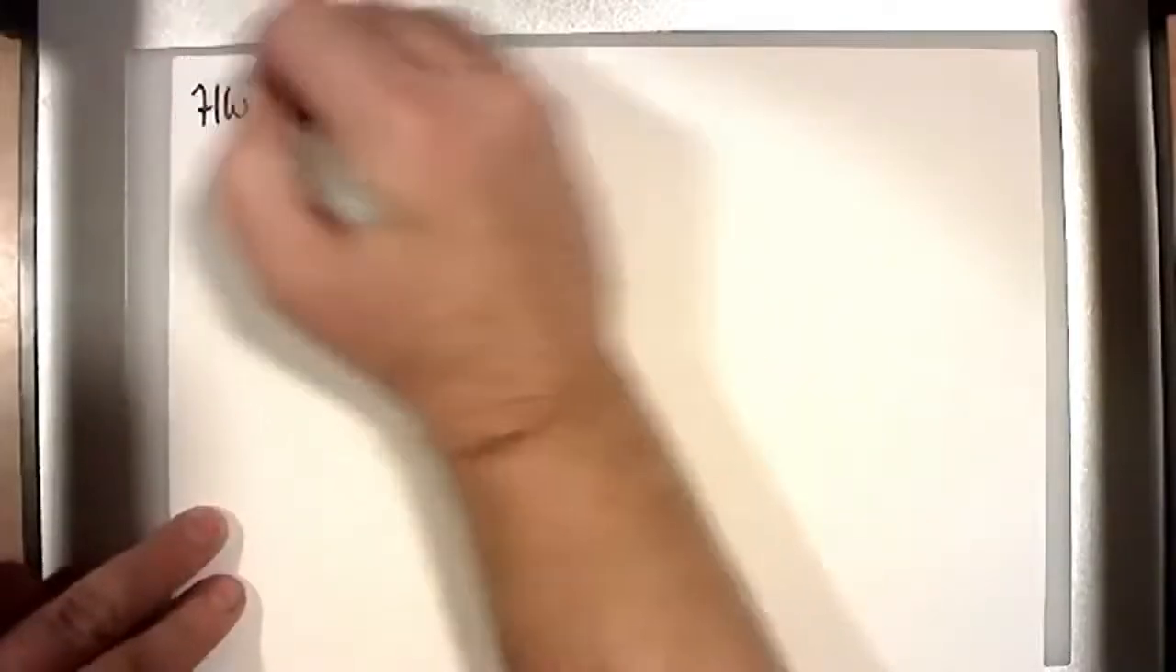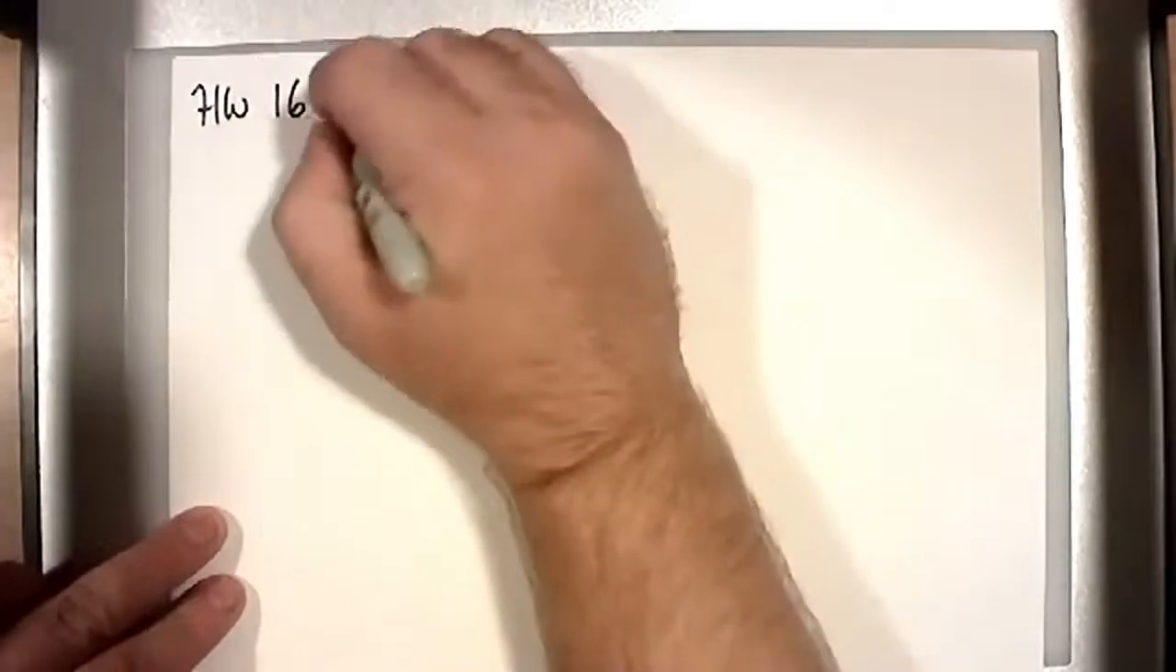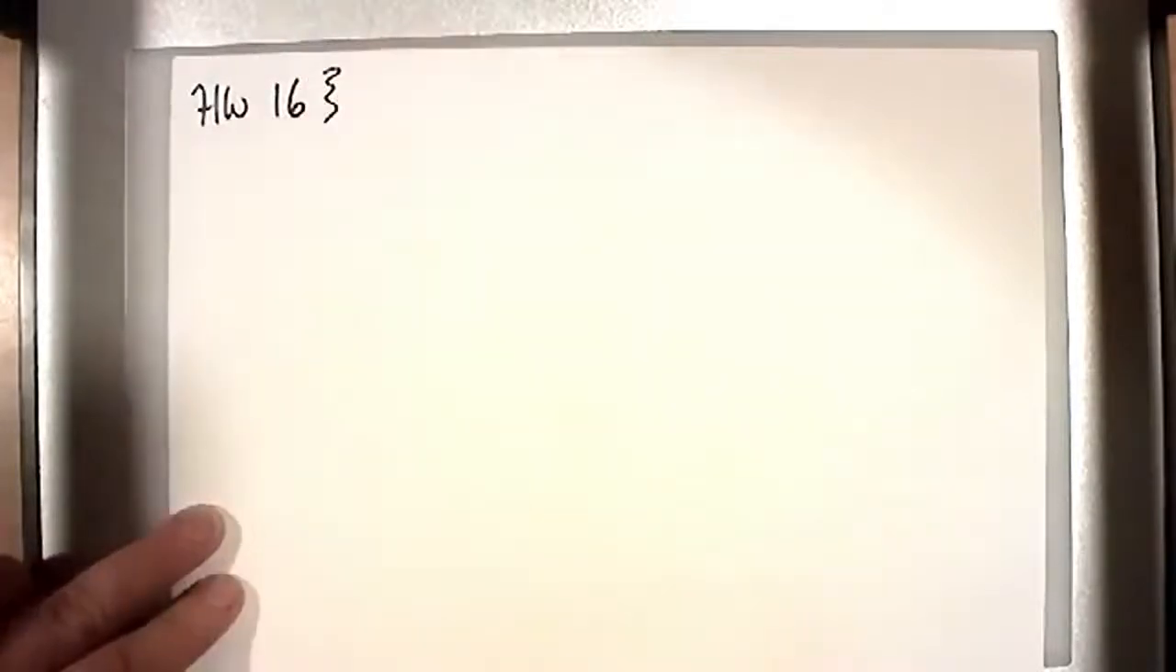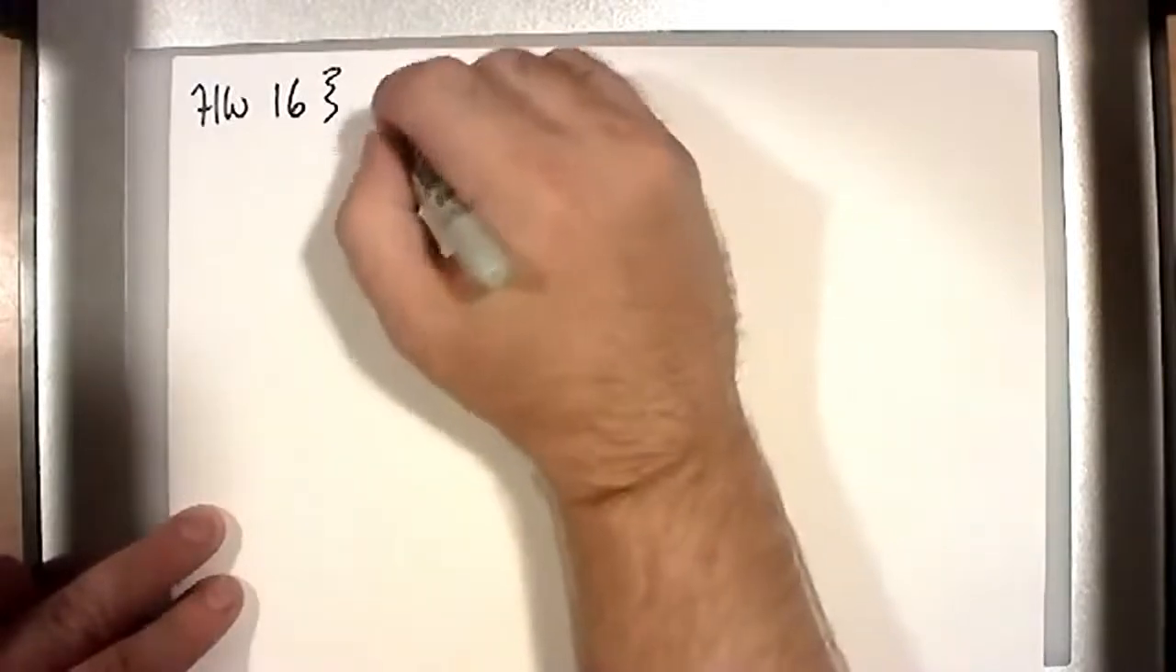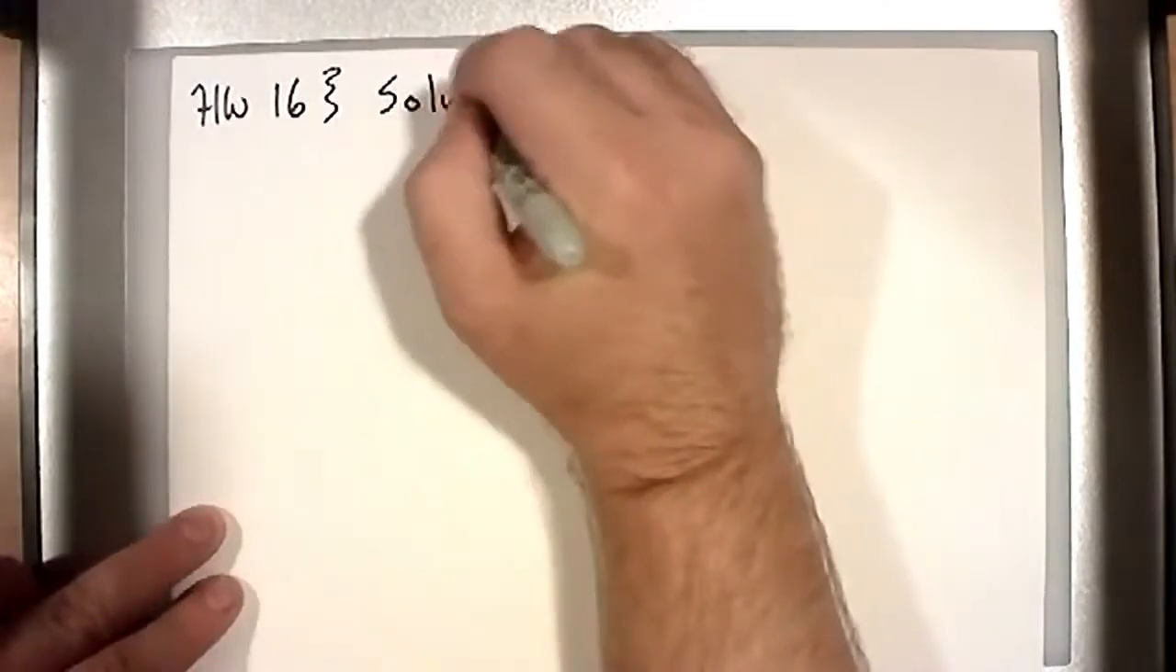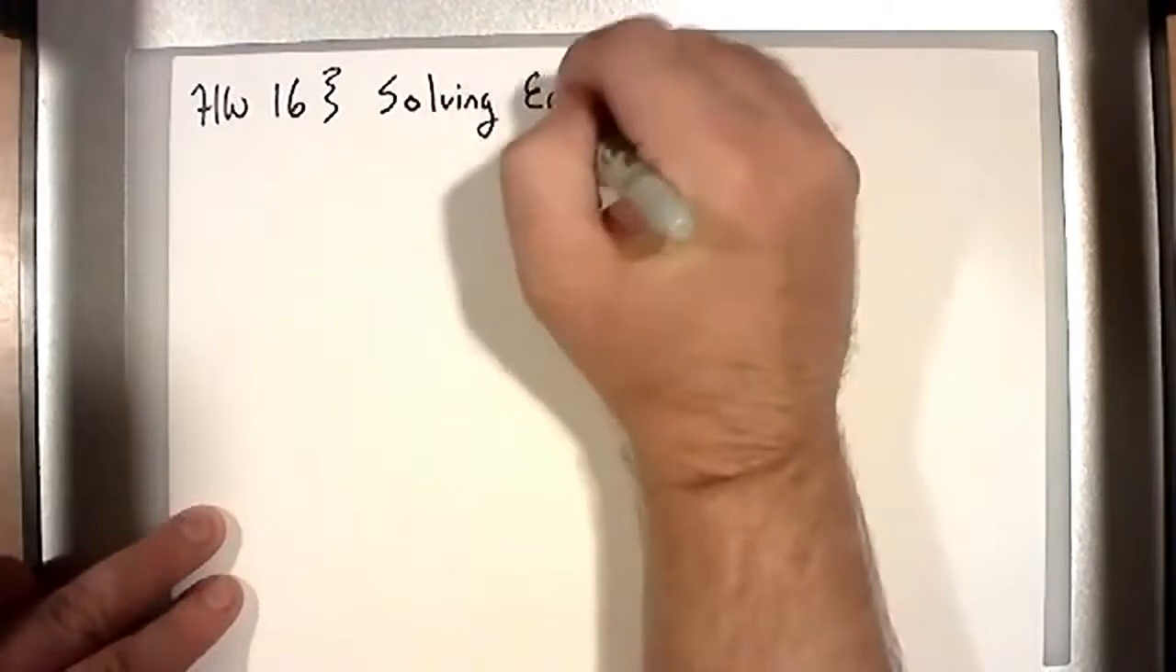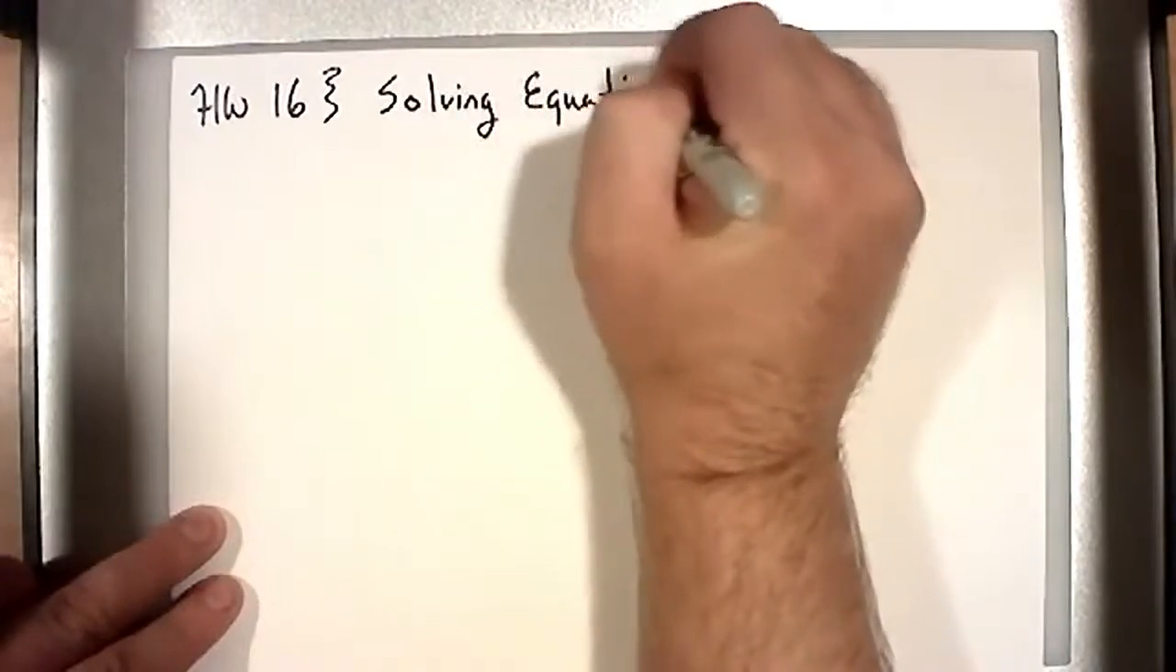All right, guys, this is going to be the lecture for homework 16. Remember I said after 15 we'd be heading back into graphing. So it's what we're going to end up with here. We're not going to start with graphing. Homework 16 is primarily solving equations. So that should be good news. You should have some recollection of this from high school.